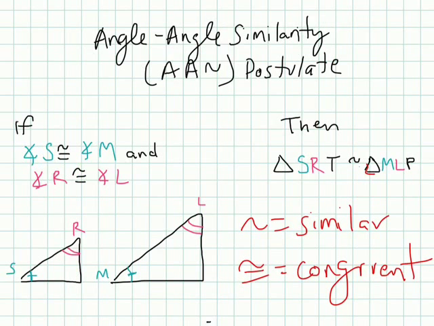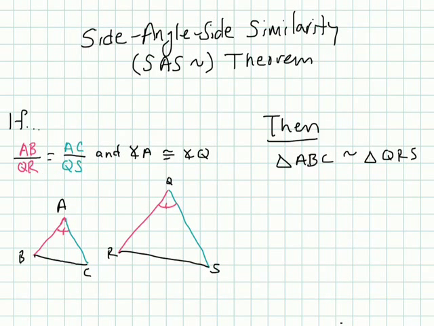Let's look at another theorem of how we could show that two triangles are similar to each other. This one is the side angle side similarity theorem. I'll read slowly here for your definitions. This theorem says that if an angle of one triangle is congruent to the angle of another triangle, and the sides that include the two angles are proportional, then the triangles are similar.